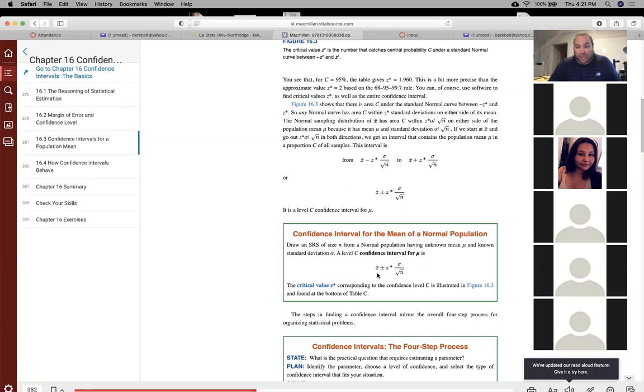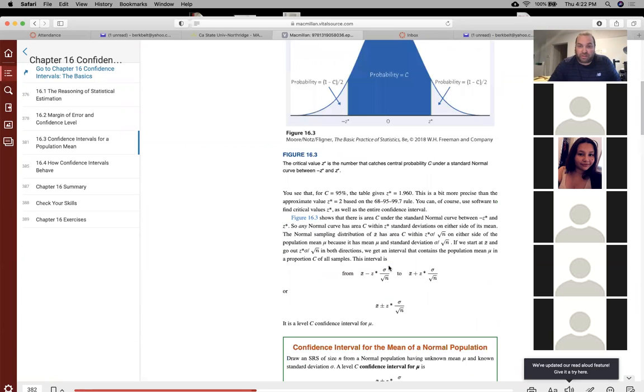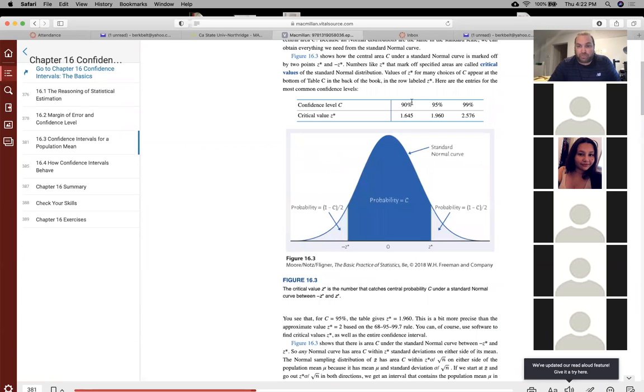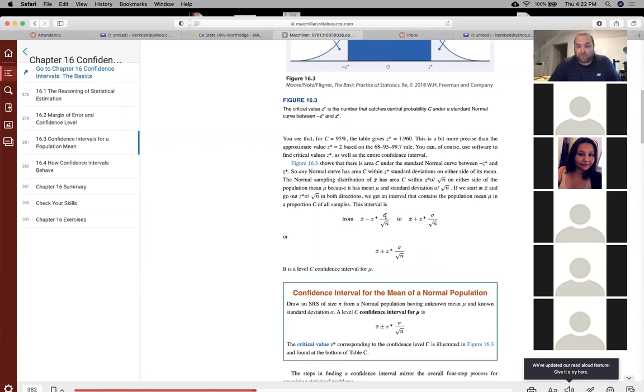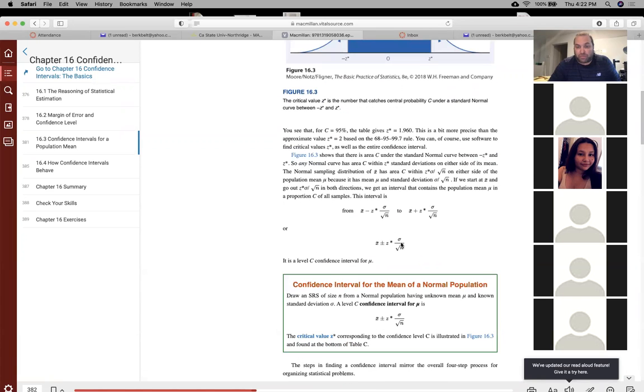X bar is your sample average, plus or minus Z star. Z star is one of these three numbers, assuming that we're going to use one of these three confidence levels, times the spread of the population. Again, this formula assumes that we know the spread of the population. So right over here inside the box, you see the extremely important known standard deviation sigma. If you do not know sigma, you can't use this formula. We use a different formula.